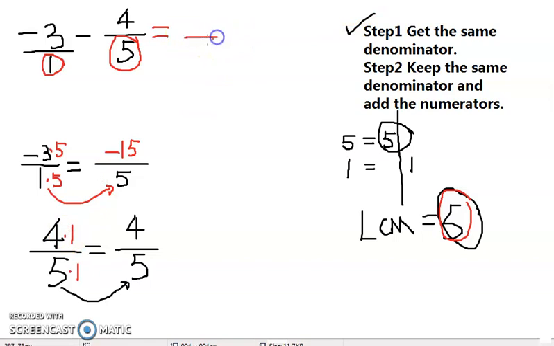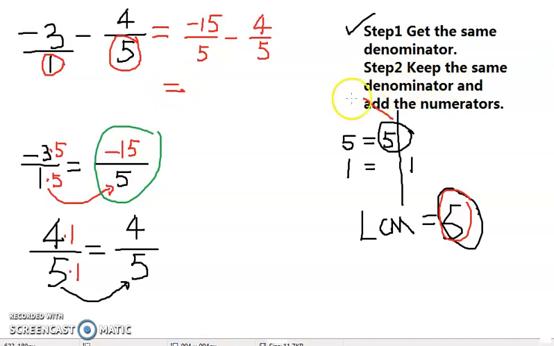So now we're going to go back to the subtraction problem. Negative 3 over 1, we're going to use its equivalent fraction that we just got right here. It's negative 15 over 5. And minus, we copy down the minus sign. And 4 over 5, we don't change it, because the denominator is the same as the least common denominator. So now we're going to add them. Well, in this case, in fact, it's a subtraction. So instead of add, we're going to subtract.